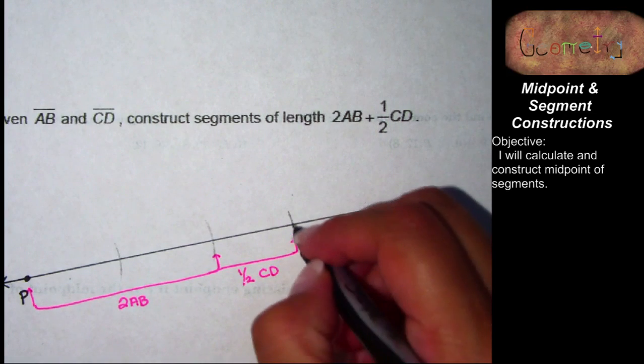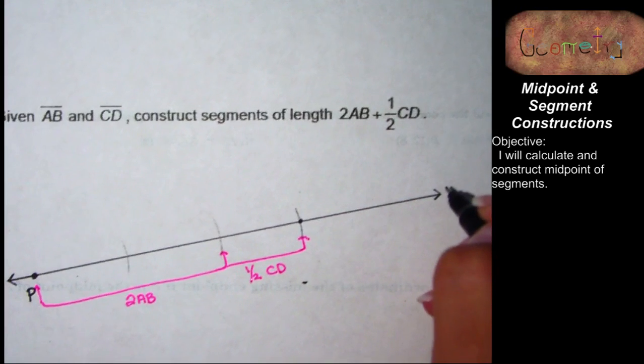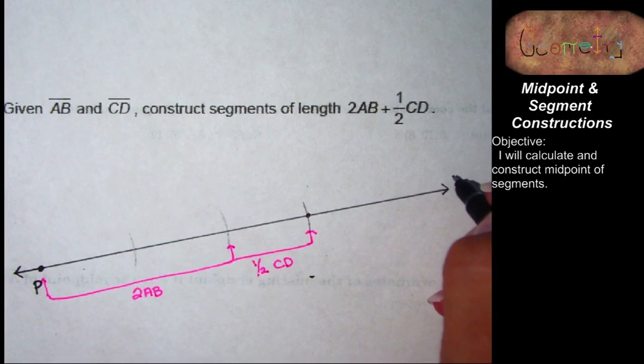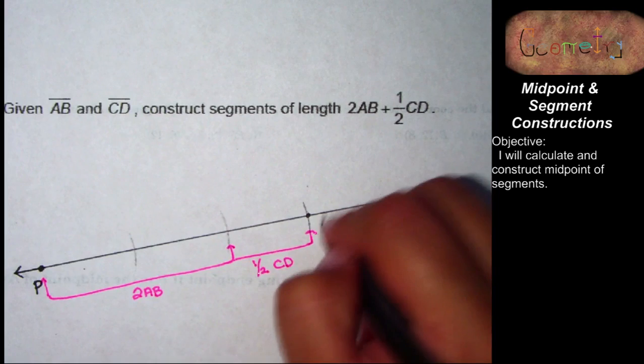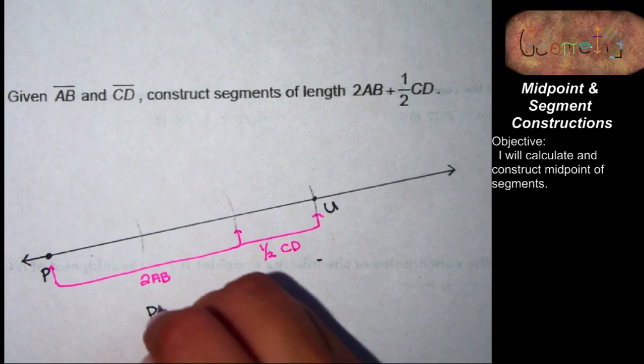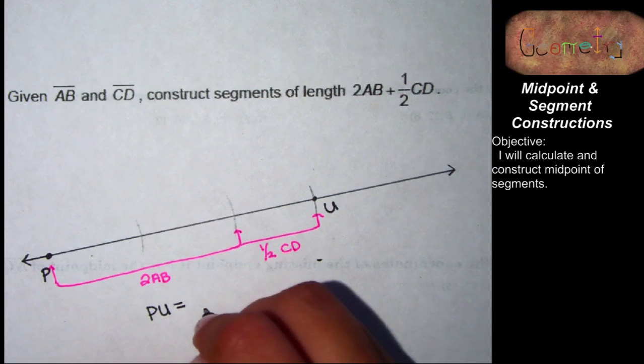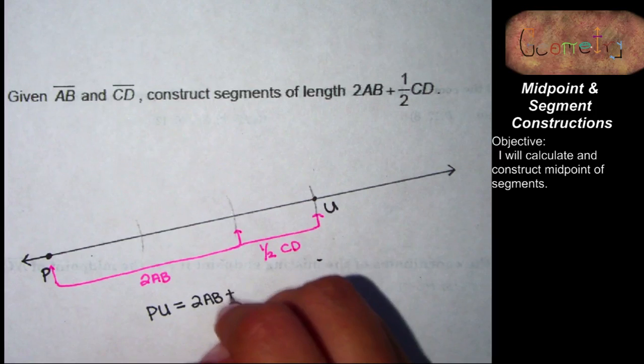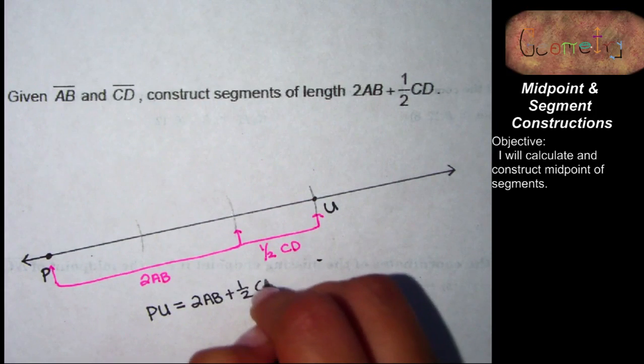giving us a grand total length for this segment. I need a name for that other point. U. Giving us a grand total length for the measurement of line segment PU as 2AB plus 1/2 CD.